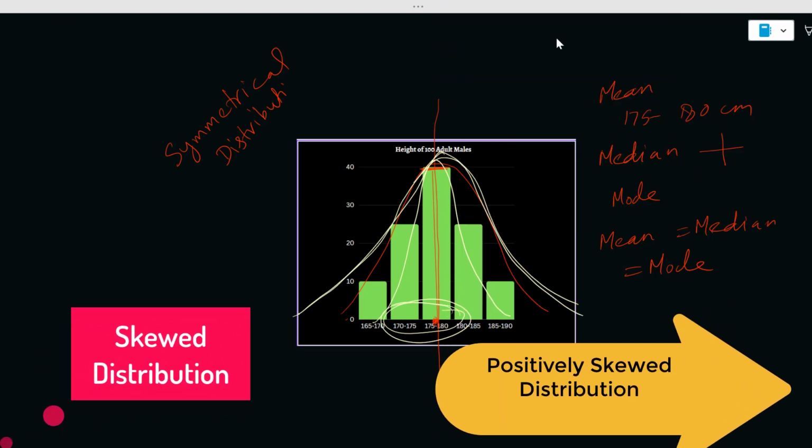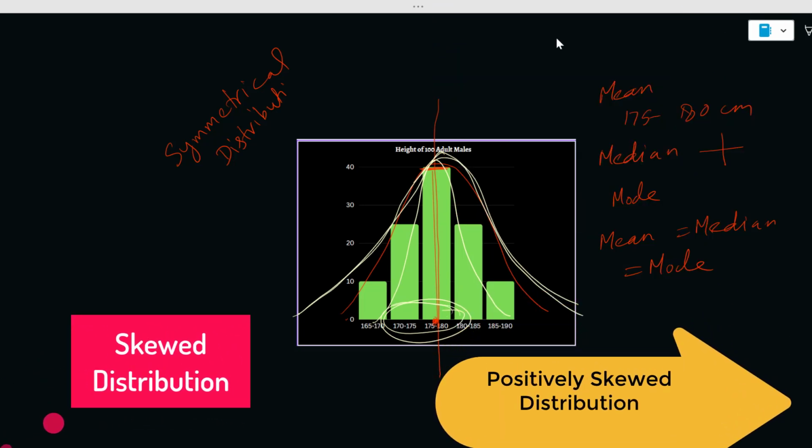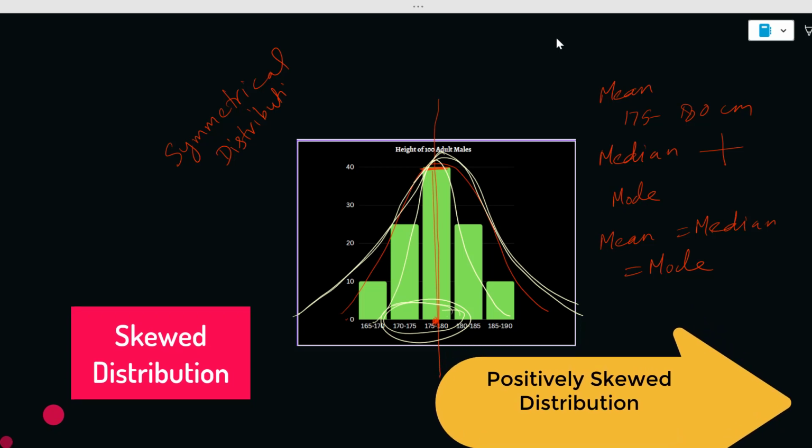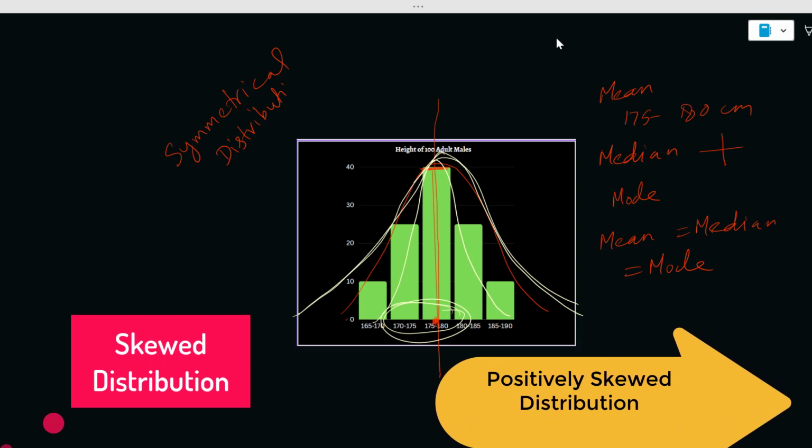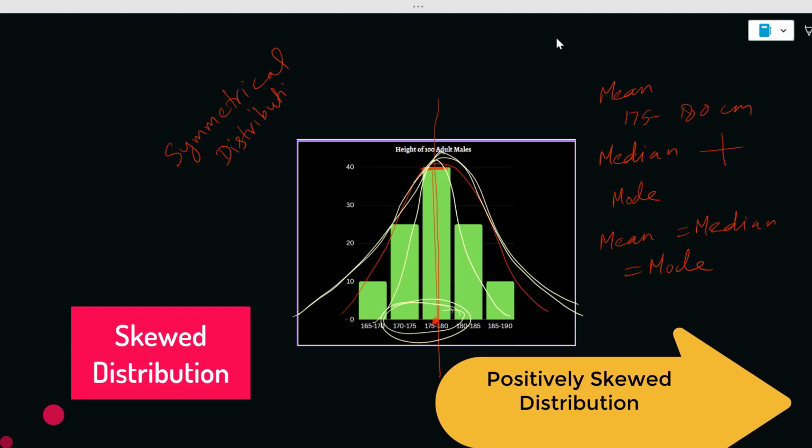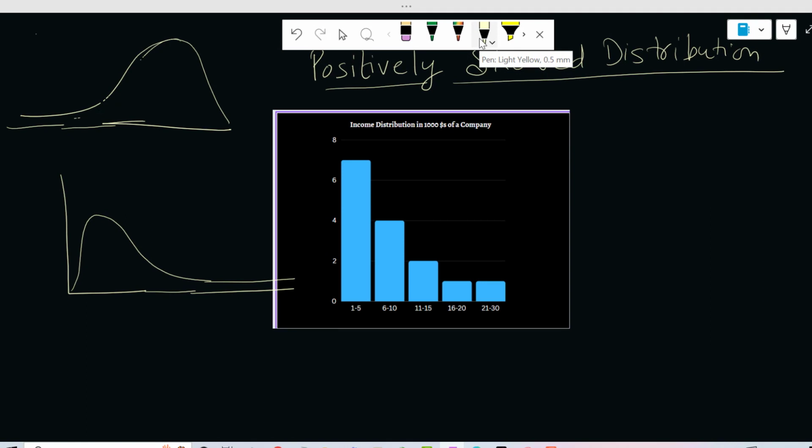Let's move to the next kind, asymmetrical distributions, which are also called skewed distributions, and we have two kinds of skewed distribution. One is positively skewed and the other is negatively skewed. So we saw in case of symmetrical distribution, the graph appears symmetrical, which means that there are as many data values on the left side of the median as on the right side. But in case of skewed distribution, we say data is skewed when the curve appears distorted either to the left or the right in a statistical distribution.